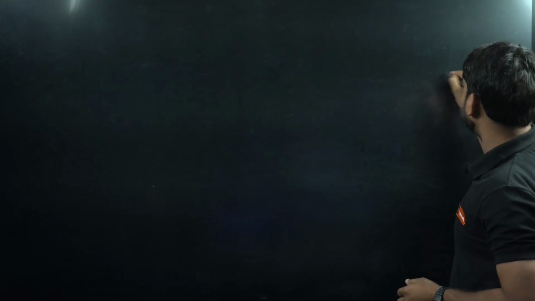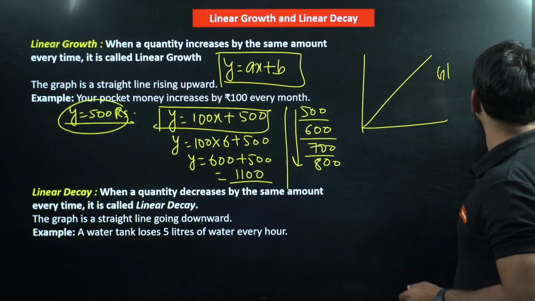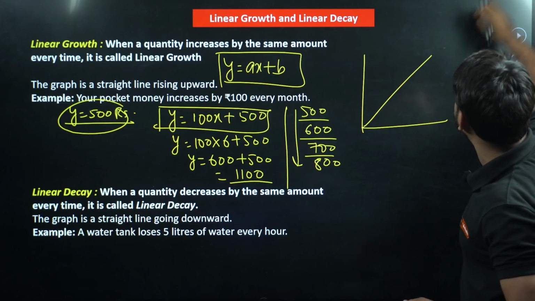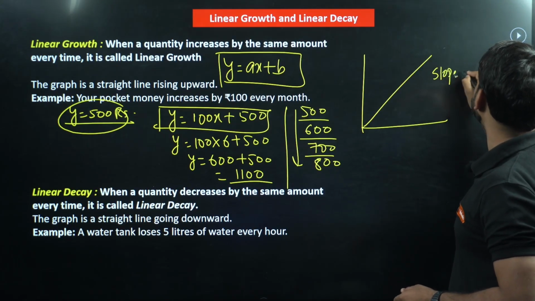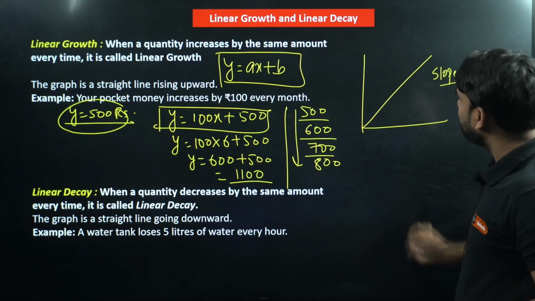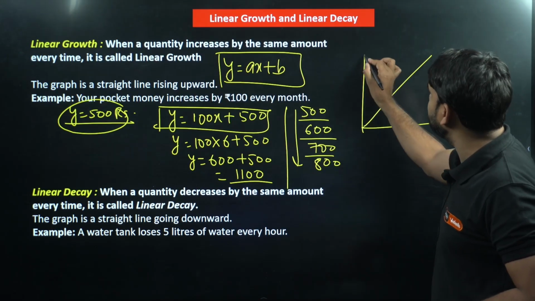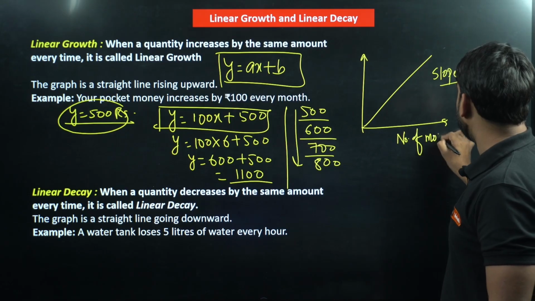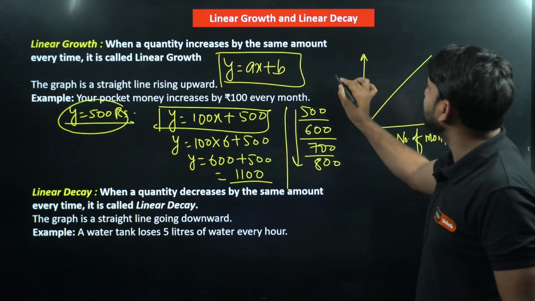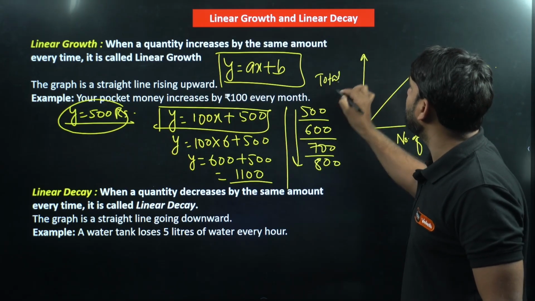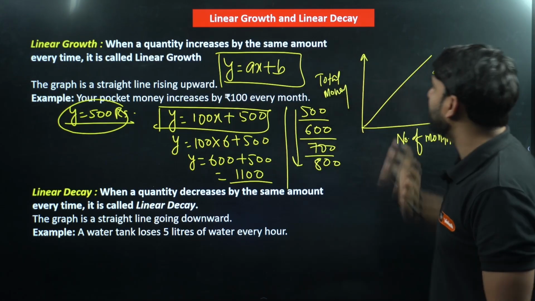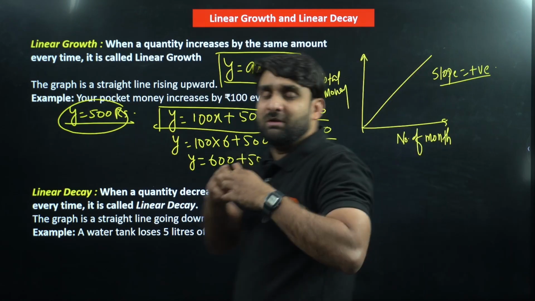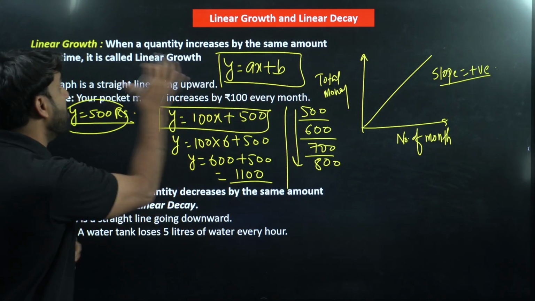The slope will remain positive. Why? Because it is increasing. So here the slope is a positive slope, right? Because this is increasing. Here let's say this is the number of months on the x-axis, and this is the total money Rahul is saving every month. So this is increasing. The number of months and the total money he is saving, both will be in a linear growth pattern.